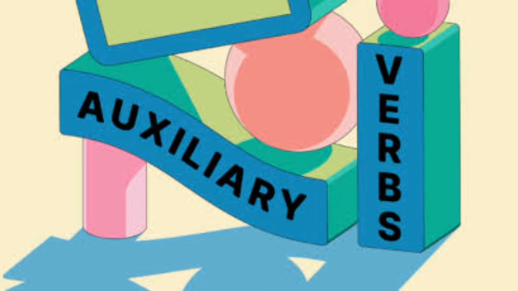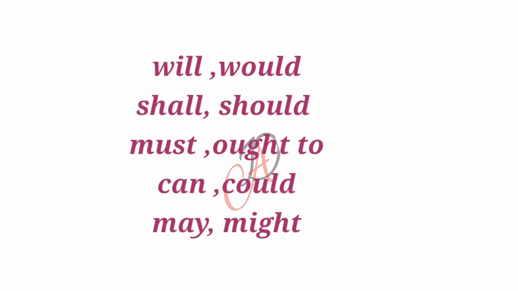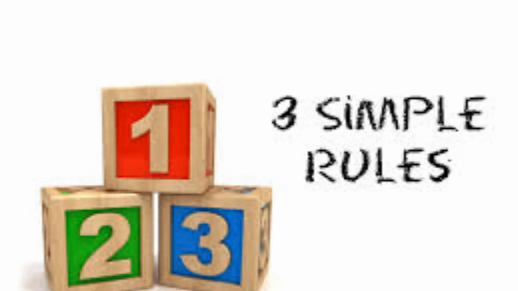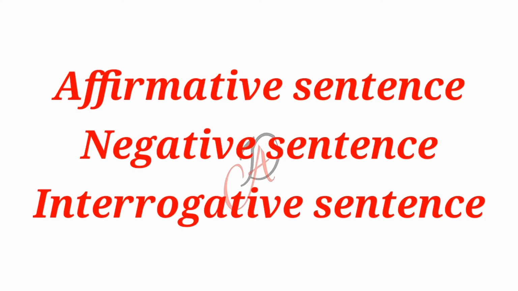Alright, let's see the main modal verbs. There are 10 modal verbs and they are will, would, shall, should, must, ought to, can, could, may, and might. So these are the 10 modal verbs. And let's see how to make a sentence using the modal verbs. The great thing about modal verbs is that they all follow three simple rules. That is, to make an affirmative sentence, the second one a negative sentence, and the third one an interrogative sentence.